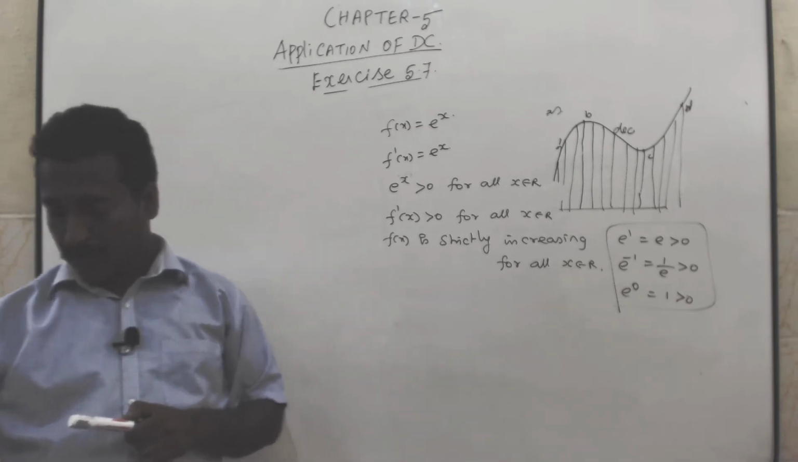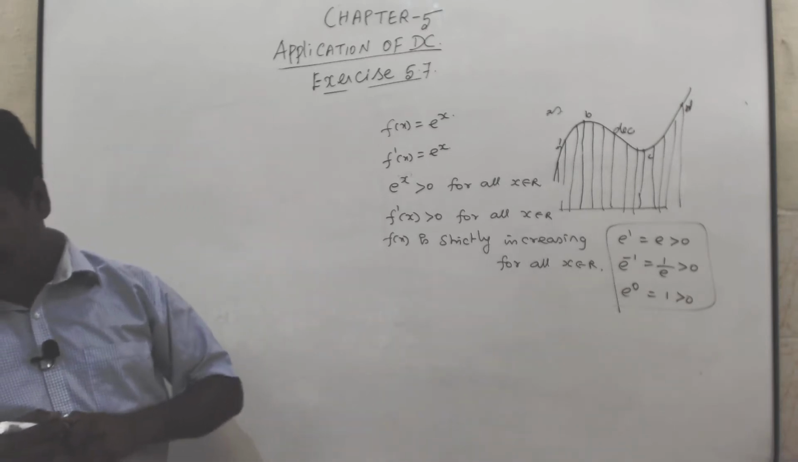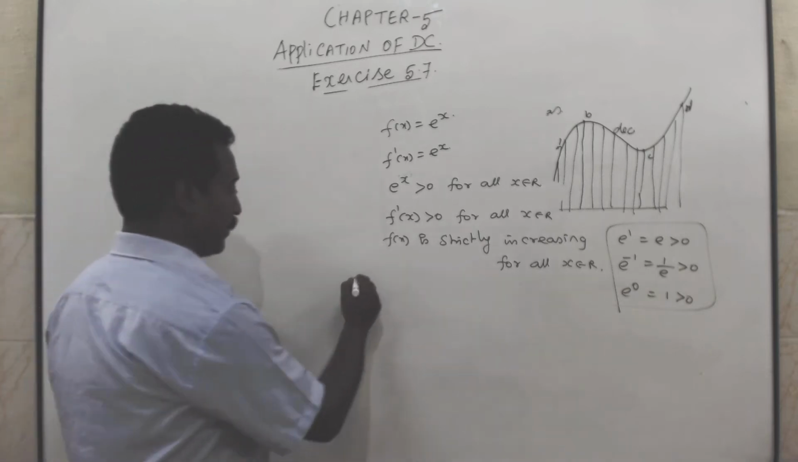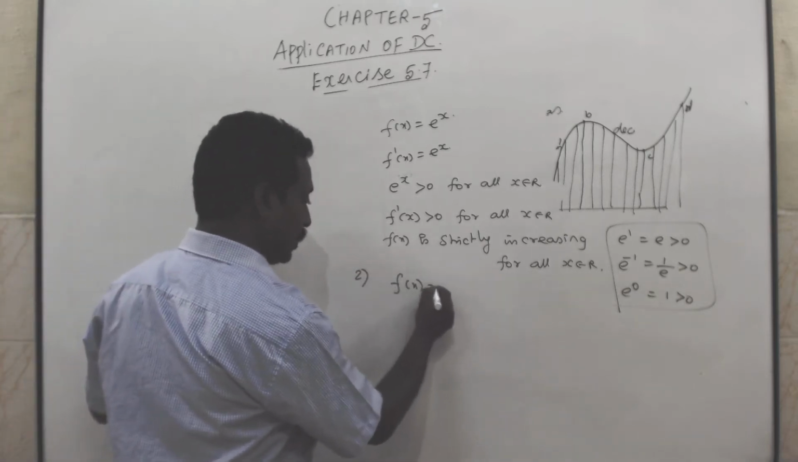The second problem: prove that log x is a strictly increasing function in (0, infinity). f of x equal to log x.